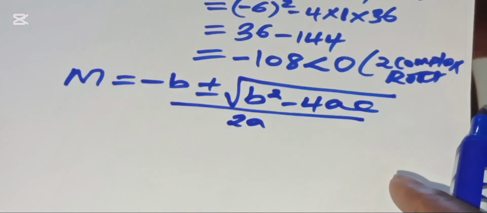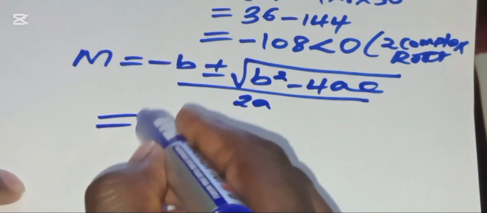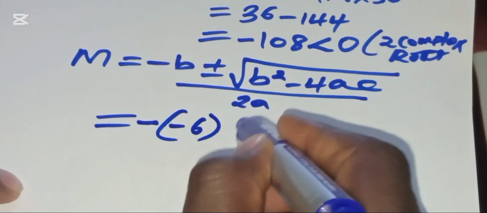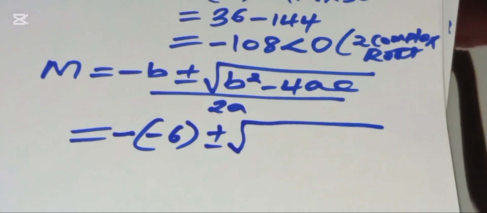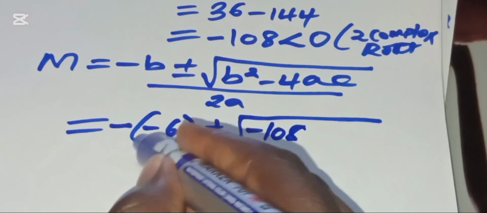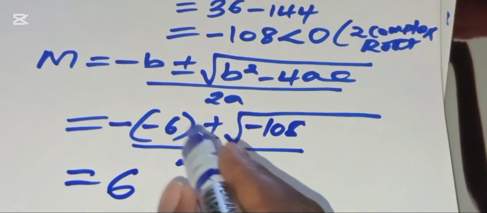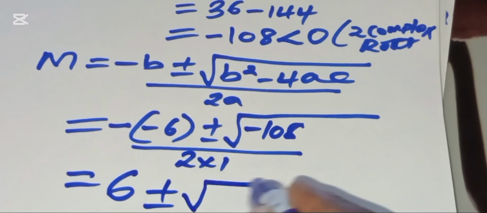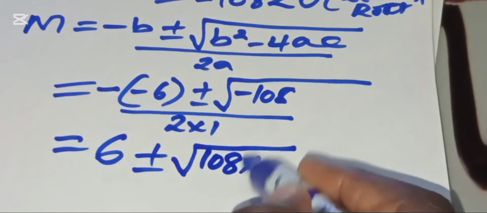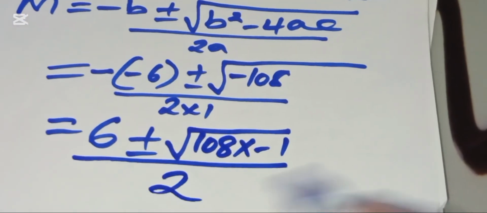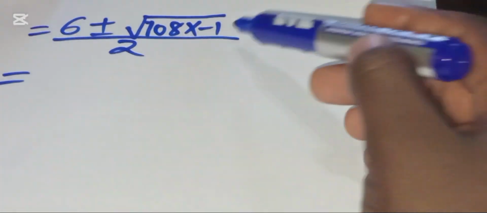Now from what we have here, we substitute the value of b, which is negative 6, plus or minus the square root of b squared minus 4ac, which is the same thing as negative 108, divided by 2 times 1. So this is equal to 6, negative times negative 6 is 6, plus or minus the square root of negative 108, which can be expressed as 108 times negative 1, divided by 2. So let's proceed: 6 plus or minus the square root of 108 times negative 1.